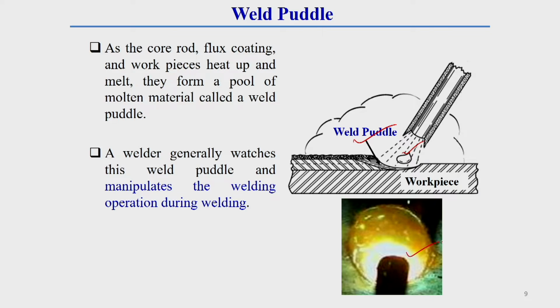Always keep in mind that the welder manipulates the welding operation by watching this weld puddle. It is well visible to the welder. So the welder sees this and manipulates the welding operation during welding. This picture generally shows a weld puddle.